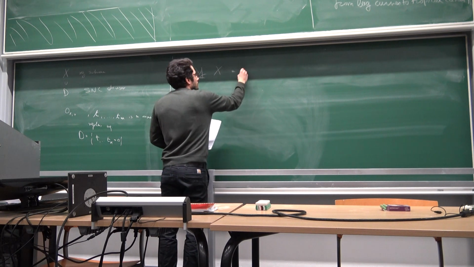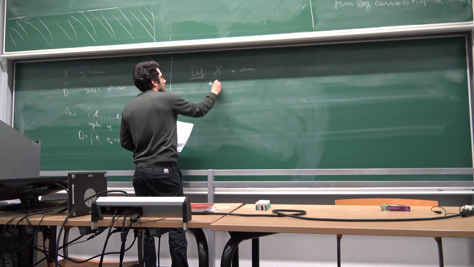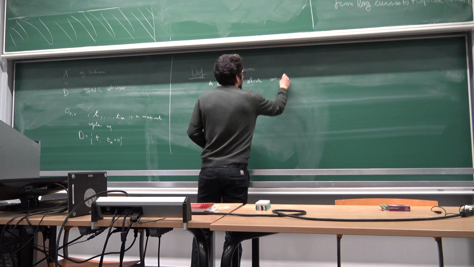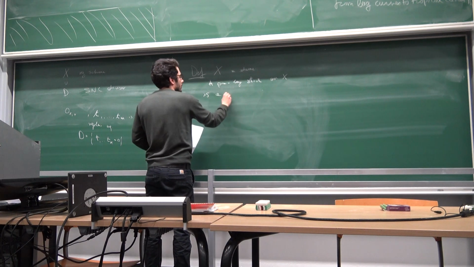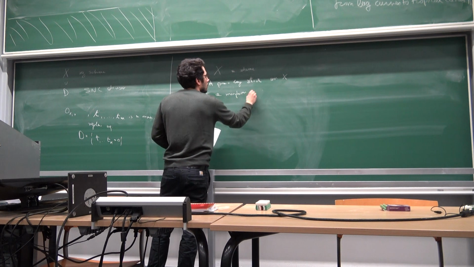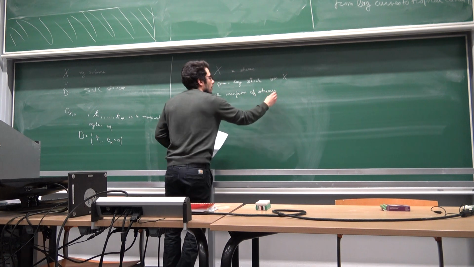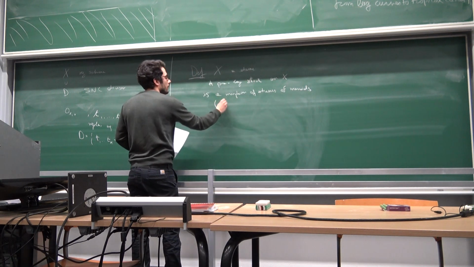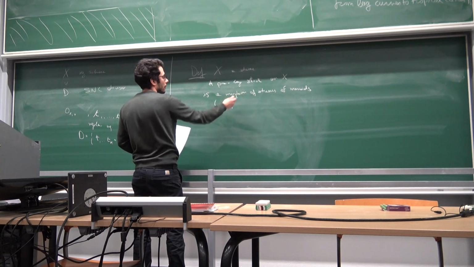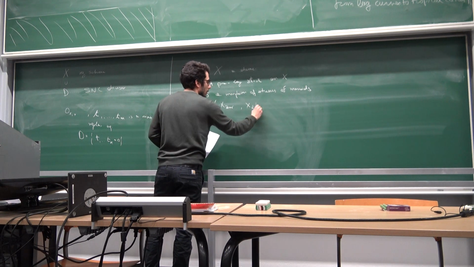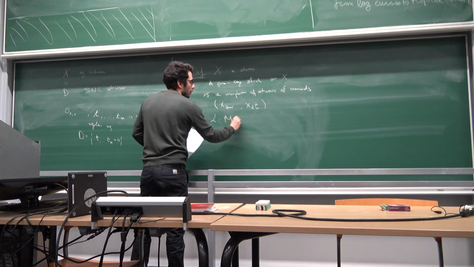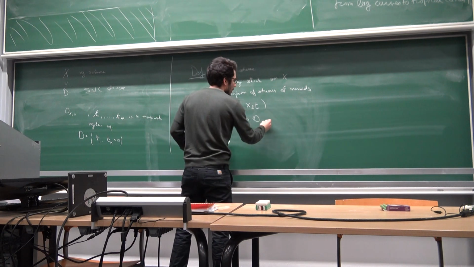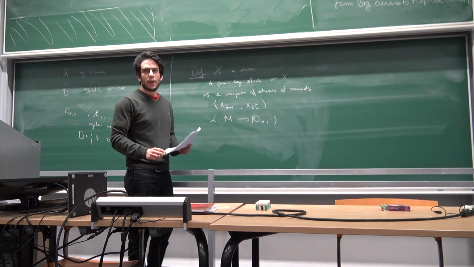So X a scheme, then a pre-log structure on X is a morphism of sheaves of monoids, and now one can give the same definition for a sheaf over the étale or the Zariski site. So we have this morphism. Here M is a sheaf of monoids on X, and OX is always considered as a sheaf of monoids with respect to the multiplication.